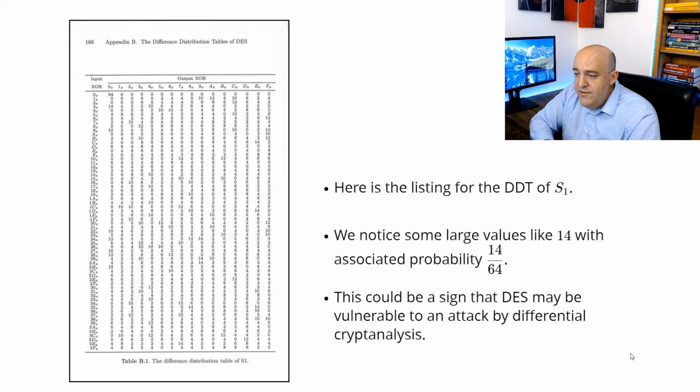One thing to notice is we have our number 64 in the upper left corner. That's 2 to the 6. We expect that. We expect all those zeros in the top row there. But we notice that we have some large values in this table. We see numbers like 12 and 14. And the associated probability to 14, say, is 14 out of 64, which is kind of large. This could be a sign that DES is vulnerable to an attack by differential cryptanalysis, and that is the topic of the book.